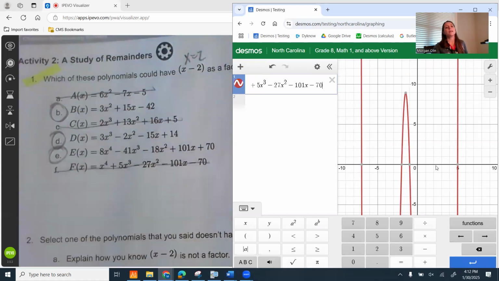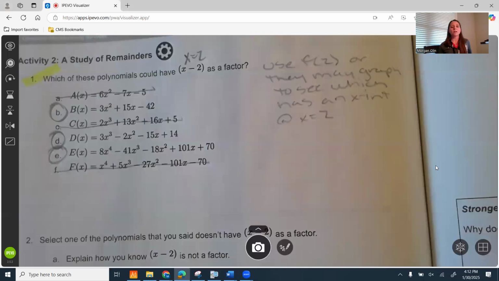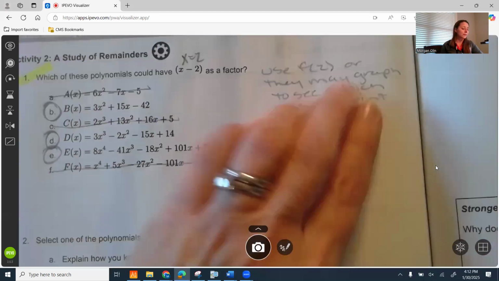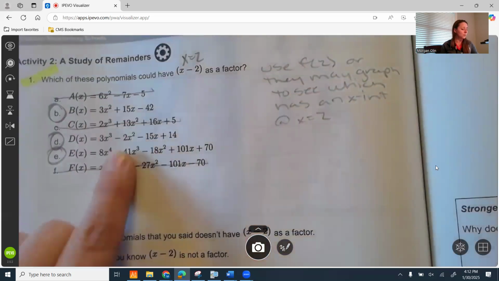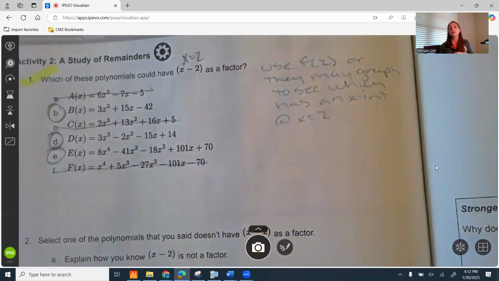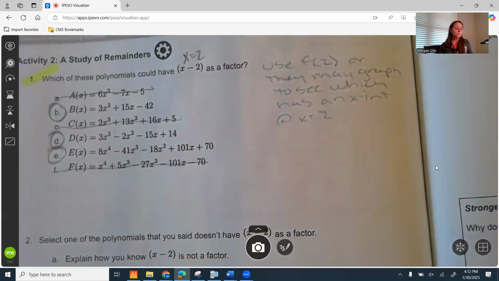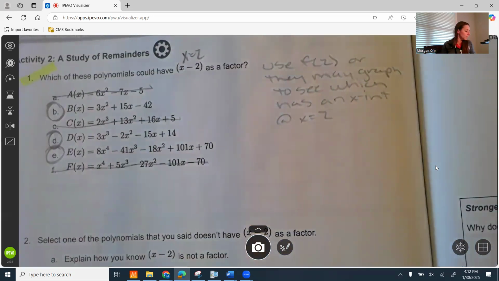Again, if you have a calculator handy, you can do exactly what we just did. Otherwise, if you just plug 2 into each one of these, as long as it comes out as 0, that's your remainder, and that's what the answer is going to be.